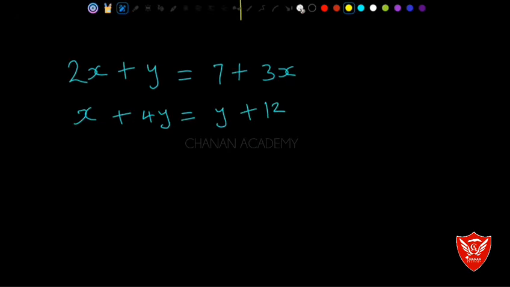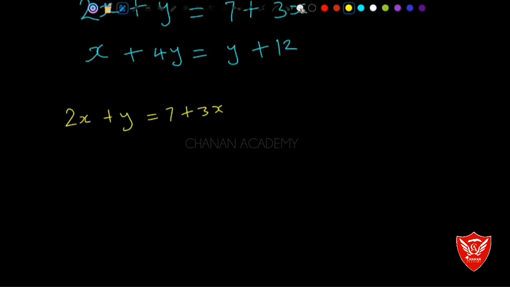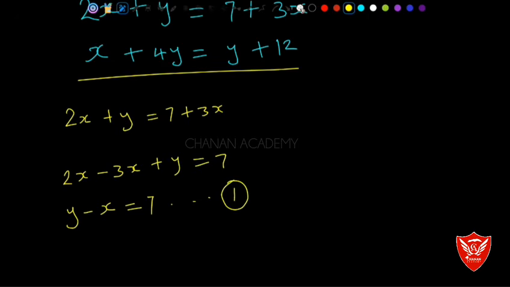Like from the first equation, which is 2x plus y equal to 7 plus 3x, we take like terms, and we are going to have 2x minus 3x plus y equals 7. And when you simplify this, you're going to have y minus x equals 7. Now you see this equation, you can easily solve with this. And then if you do the same for the other equation too, you see that it is easy and swift for you to solve. All right.